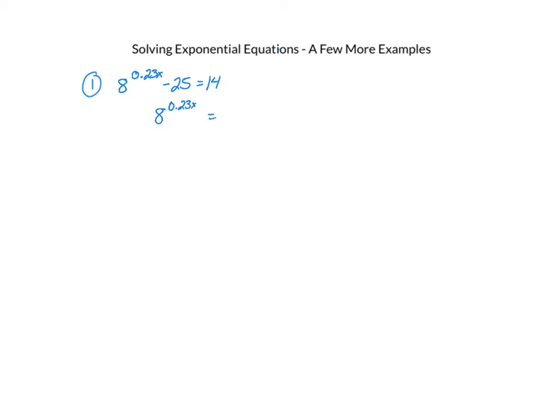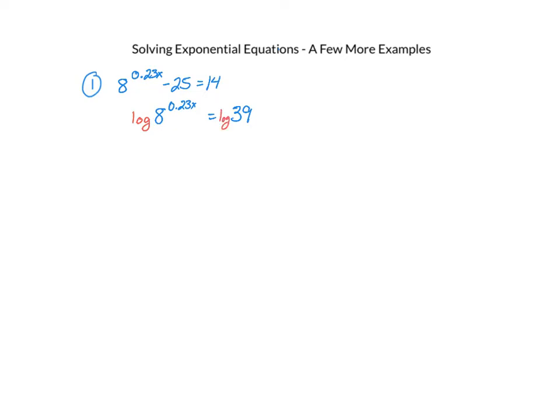0.23x equals 39. Now I'm going to take the log of both sides, and because I don't see a base e and I don't see a base 10, I don't really have a preference about whether I use our common log or our natural log. I can use, that means our base 10 or our base e logarithm, and it doesn't matter. So for this problem, I'll just use base 10. So I'm going to take the log of both sides.